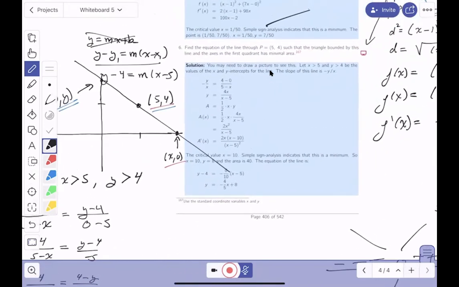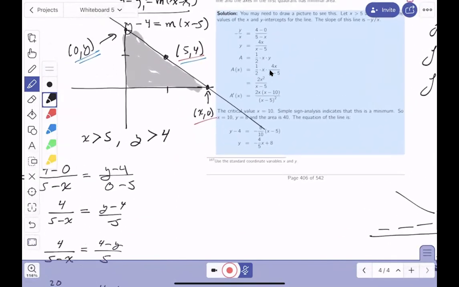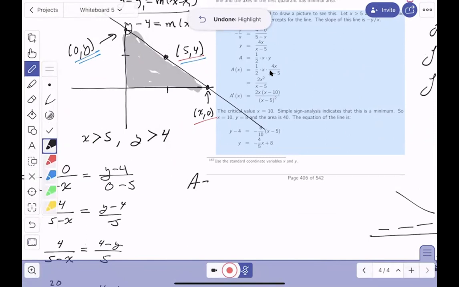Find the equation of the line such that the triangle bounded has minimal area. Now I know what they're talking about. They got minimal area. So let's put this over here. So this is area. They want to minimize that area. And what is that? It's a triangle, right? So what's the area of a triangle? Well, that's pretty simple. So the area of my triangle is going to be 1/2 times the base. What's the base? It's X. And what's the height? Y.